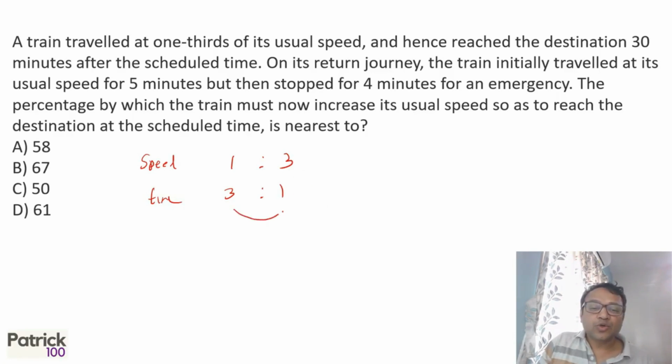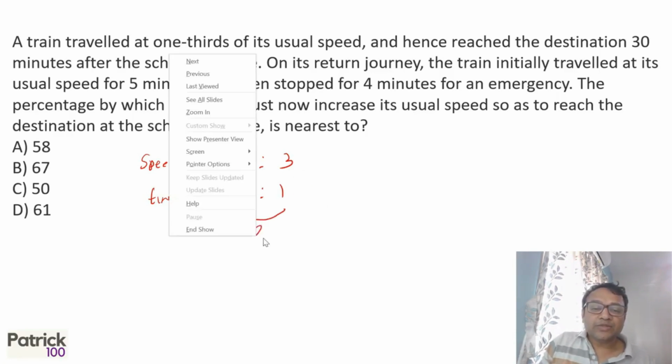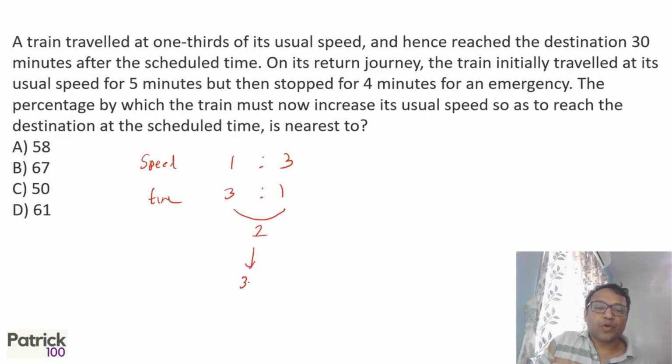That means the difference in the time taken is 2. This 2 stands for 30 minutes. This is the new, this is the old. Remember, the speed is one third, so time becomes 3:1. The difference is 2, and this 2 stands for 30 minutes because it's 30 minutes late. So 1 will stand for 15 minutes. That means the usual time is 15 minutes.